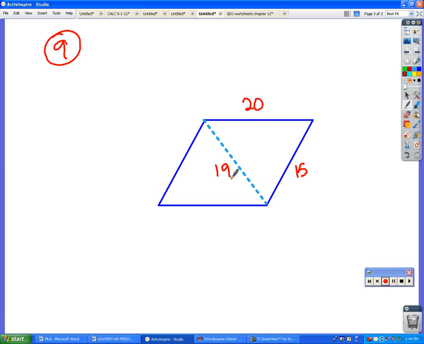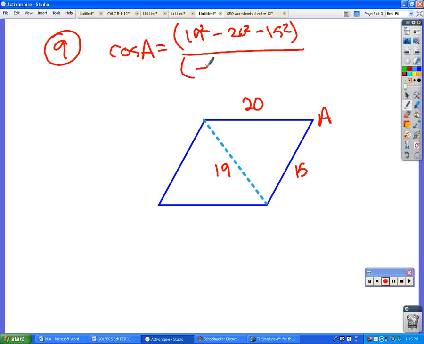All right? And then we are asked to find, what are the measures of the angles of the parallelogram? Okay, so let's find this angle first. All right? I'm going to do the same thing that we did on the last problem. So the cosine of A equals, start with the side opposite the angle we're trying to find, 19 squared, minus 20 squared, minus 15 squared, all divided by negative 2 times 15 times 20. Okay, and you go through that whole process and figure out what angle A is. Keep me posted.